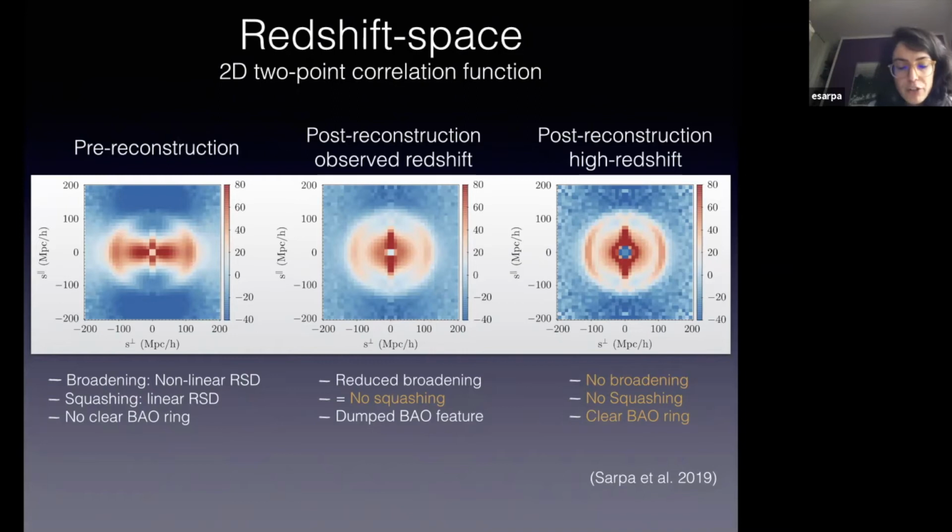After reconstruction, we can firstly remove, as we did before, the redshift space distortion. And we were able to reduce the broadening due to nonlinear effects on small scales, and also to almost erase the squashing due to the Kaiser effect. However, we still have the damping of the BAO feature due to nonlinear evolution, since we haven't yet gone backwards in time. It is important to notice that we still have an enhancement on very small scales, but it is because those are very nonlinear scales that we are not able to recover. Post-reconstruction, going to high redshift, we have no broadening anymore. The ring is very sharp, there is no squashing, and the BAO ring is clearly visible.